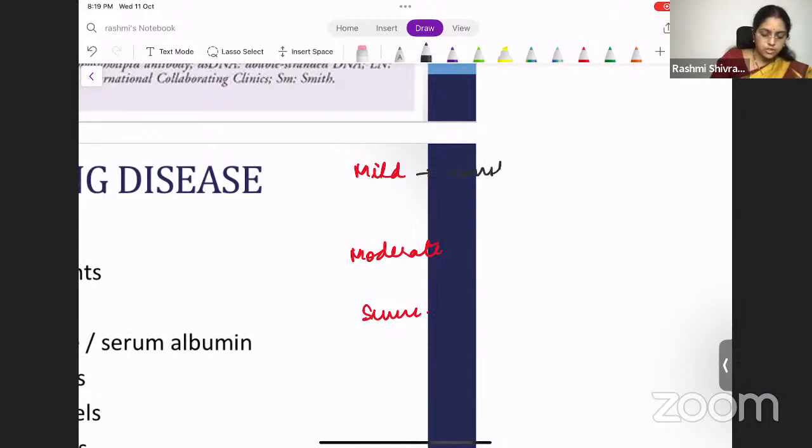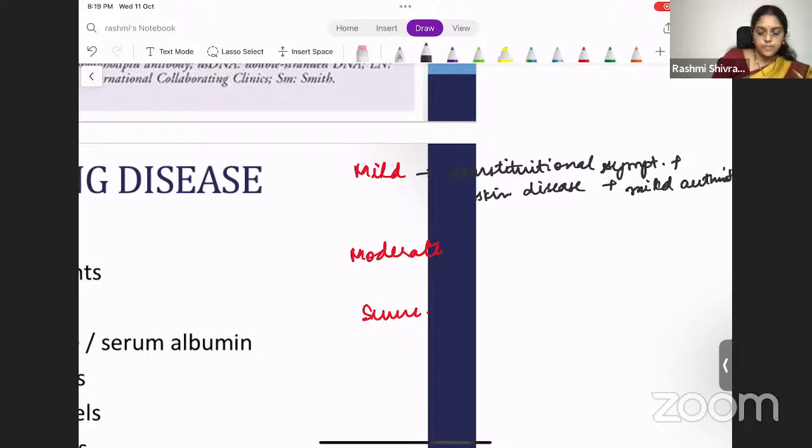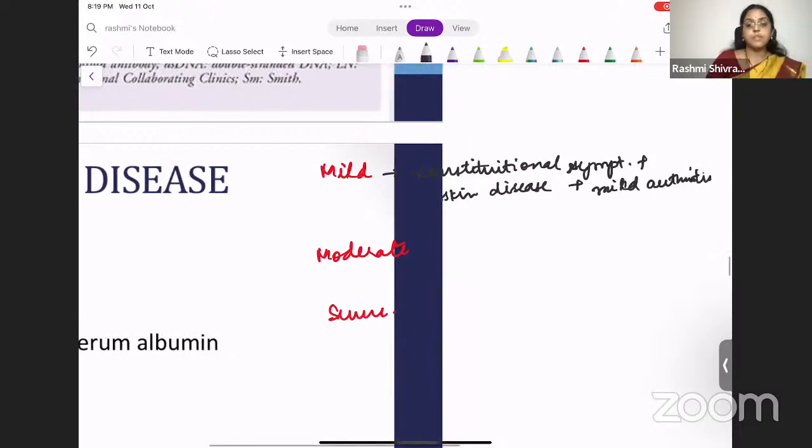Mild means there are constitutional symptoms plus you have a skin disease plus mild arthritis, right? So in that case, you call the patients having mild SLE. Constitutional symptoms will be there, skin disease will be there, and mild arthritis will be there. Whereas in moderate, you will have the constitutional symptoms plus skin disease plus severe arthritis. Remember, constitutional symptoms, skin disease plus mild arthritis, or constitutional symptoms plus skin disease plus severe arthritis.